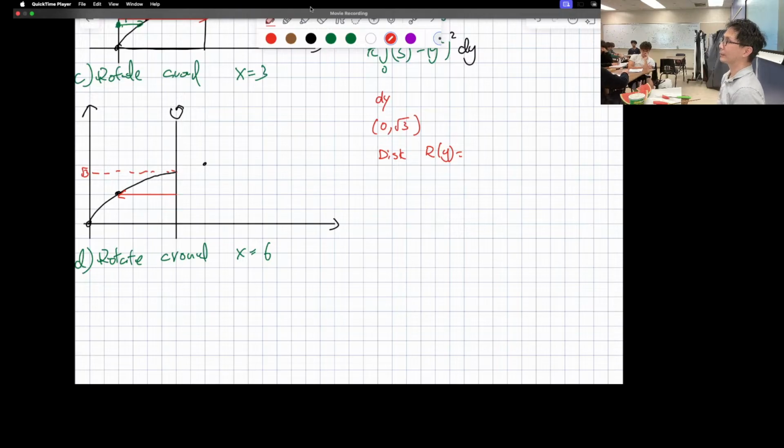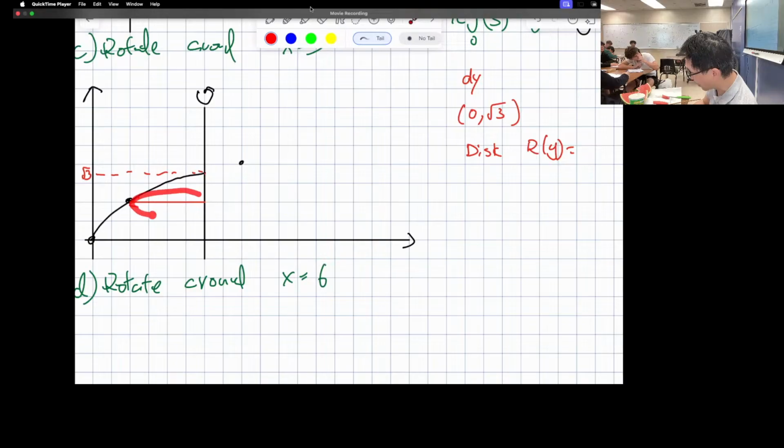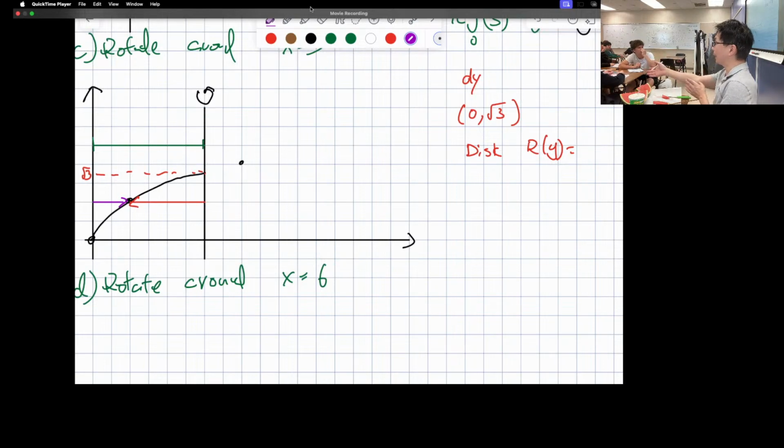I wrote down y squared. 3 minus y squared is correct. Alright, so why is it 3 minus y squared? I'm going to show you. You need to understand how the drawing works. I'm interested in this part, but the function's given by this part. So the whole length, which is 3, the green, subtract the purple. You did root 3. It's supposed to be 3, not root 3, because you are looking at the distance. The whole thing is 3 units.